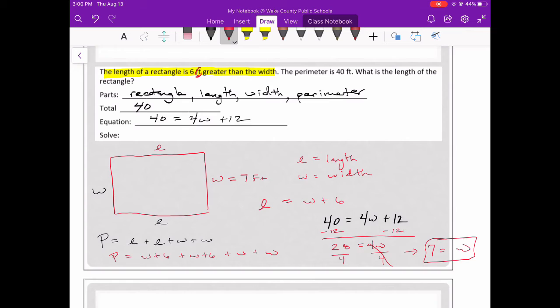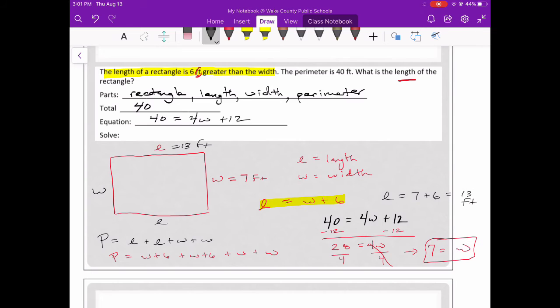All right. So now, just to make sure I don't end this problem too soon, I also need to figure out what the length is, because it asked me what's the length of the rectangle. I know what the width is, but I need the length. Remember, we know from this statement right here that the length is whatever the width is plus 6 feet. So I could just simply substitute right into that the length is the width, which is 7, plus 6. Well, 7 plus 6 is 13 feet. So my length is 13 feet, and I've now solved my problem.